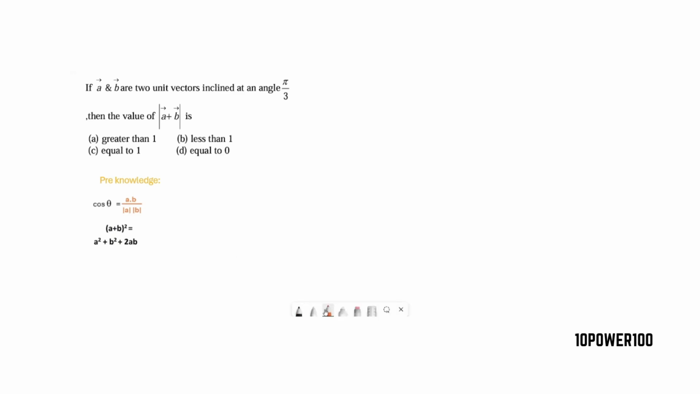In this case, they have very clearly given that vector A and vector B are unit vectors. If it is a unit vector, then its magnitude will be 1. So the magnitude of vector A and the magnitude of vector B will be 1. And theta is also given. What is theta? Theta is equal to pi by 3. Pi by 3 is nothing but 60 degrees. 180 by 3 is 60 degrees.